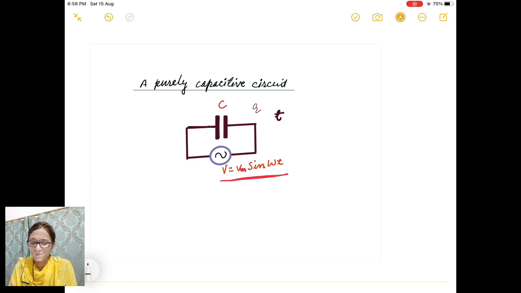It reduces the current, but the flow of current cannot be ceased in a capacitive circuit which is connected to an alternating voltage source.